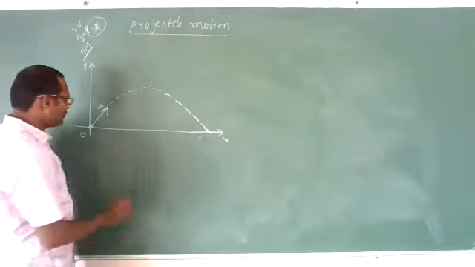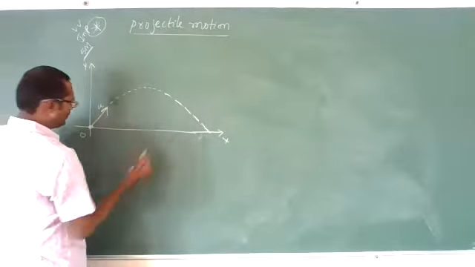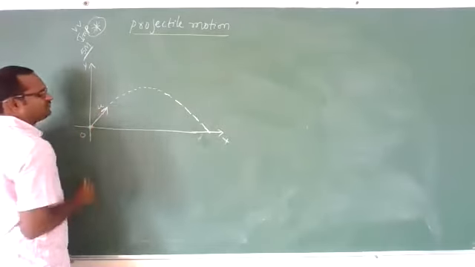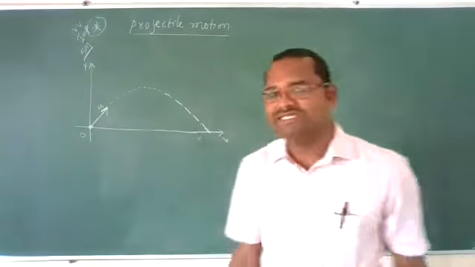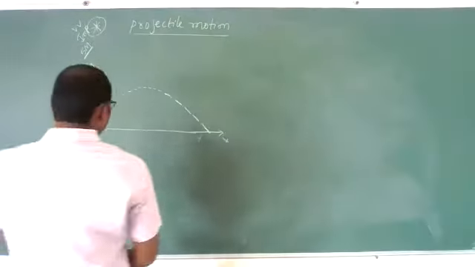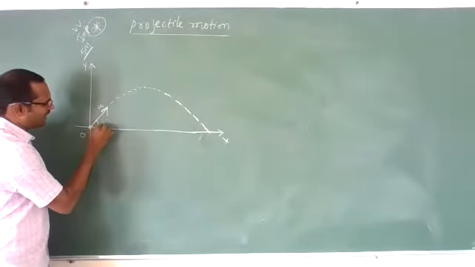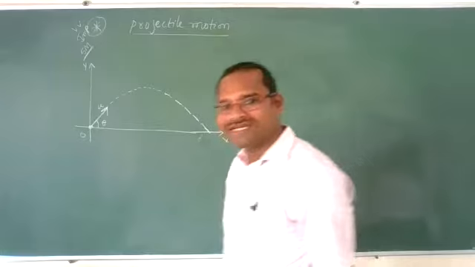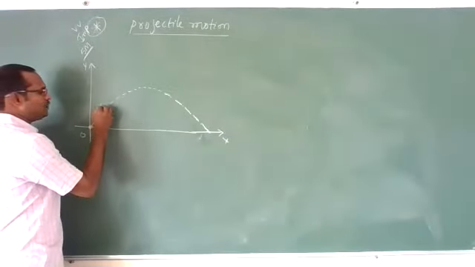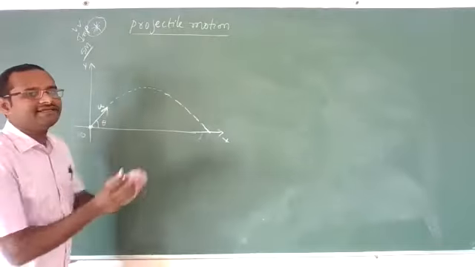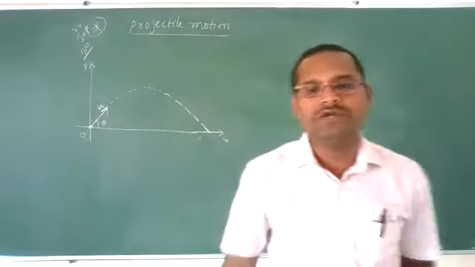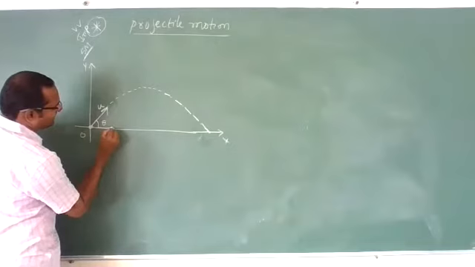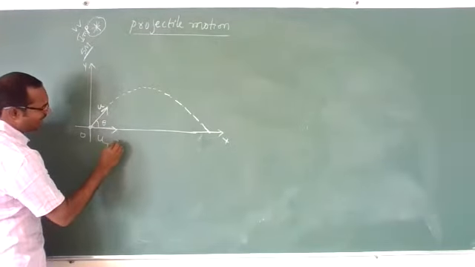Okay? Now, we need to find all these things. See, this projectile is moving with initial velocity u, making some angle theta with the horizontal axis, the x-axis. This velocity u, in terms of its components, along the x-axis will be u cos theta.